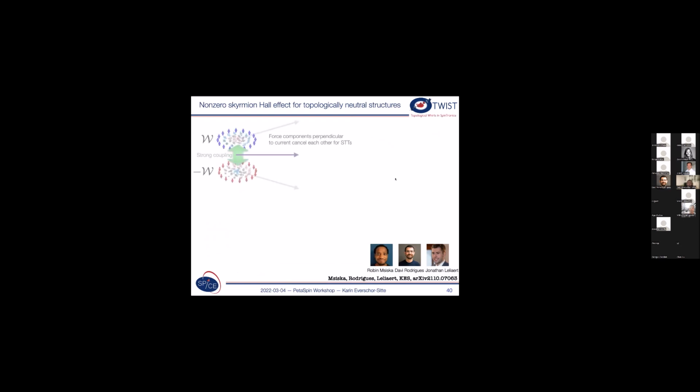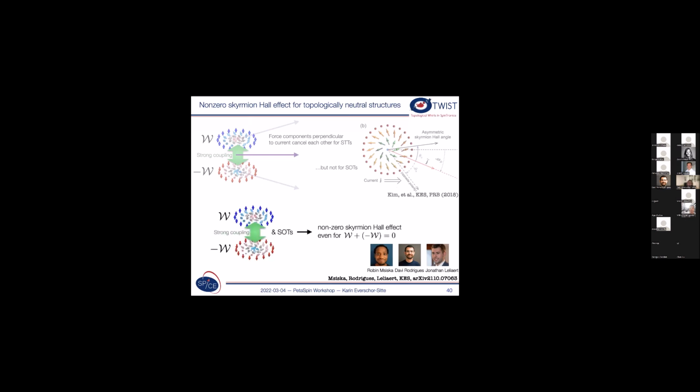So one idea was to have two strongly coupled Skyrmions with opposite winding numbers, where the force components perpendicular to the current cancel each other for STTs. The other one was that for SOTs, that's not the case, and we get this asymmetric Skyrmion Hall angle. So if we combine these two ideas, namely we use a strongly coupled Skyrmion system with opposite winding numbers and spin orbit torques, then we get a non-zero Skyrmion Hall effect, even if the topological indices, the individual ones, cancel.